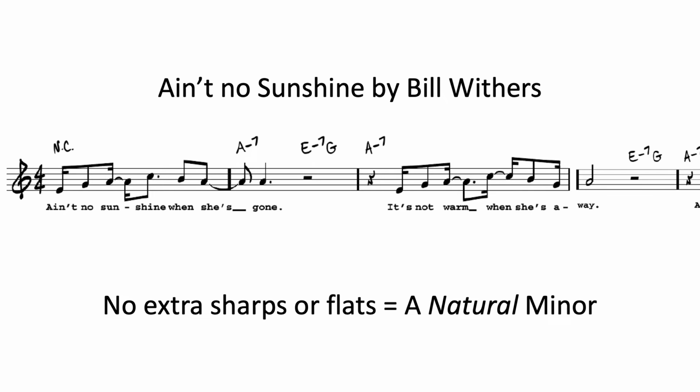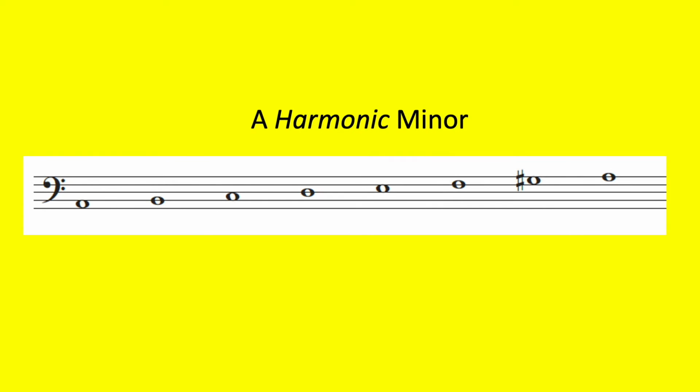So let's take a look at harmonic minor. In A harmonic minor, we do have an alteration. We raise the seventh, so that G is now G sharp. Let's see if we can find a piece that might have something similar to that.